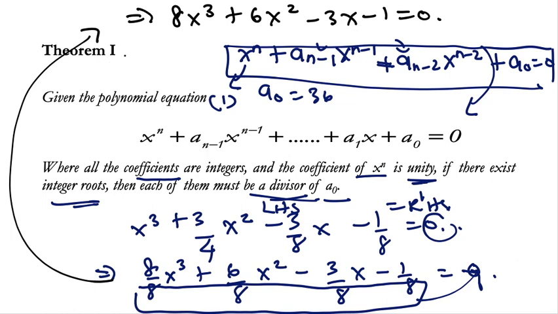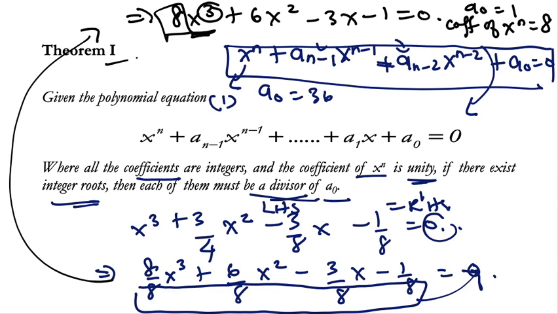Now, theorem number 1 says what? You must have a_0. What is a_0 here? It is equivalent to 1. And then you must have the coefficient of x^n. x^n is this, isn't it? Because the highest power of the polynomial is 3. So this is x^n, and the coefficient is this. So the coefficient of x to the power of n is 8.